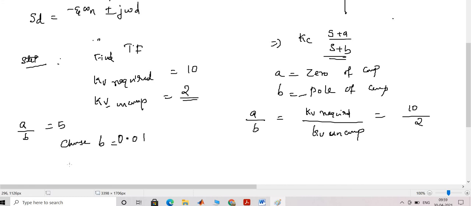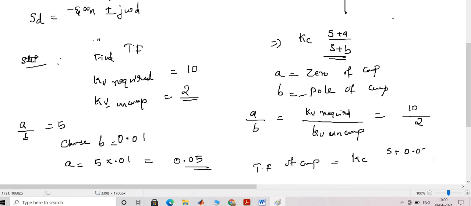Now what will be our A? Our A will be 5 into 0.01, that is equal to 0.05. So we got the transfer function of the lag compensator as Kc into S plus 0.05 divided by S plus 0.01. This is our transfer function of the compensator.